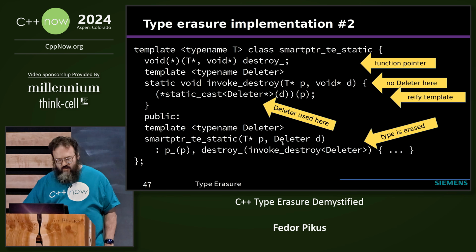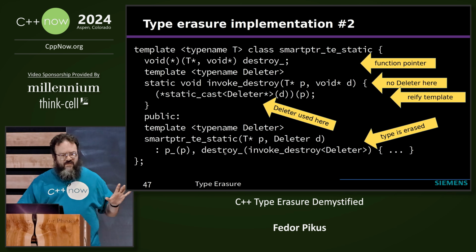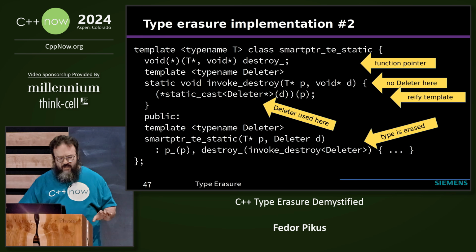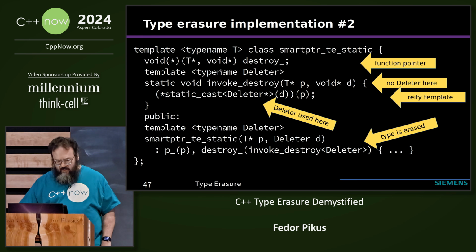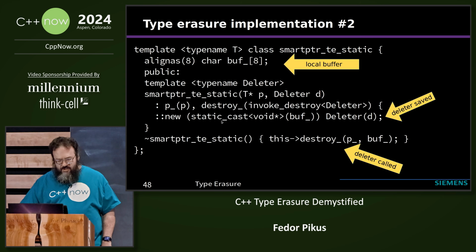In the constructor, which is templatized on the deleter, this is the last place where I know what this is. I'm going, of course, to save the data pointer, and I'm going to instantiate the invoke destroy template on the deleter type and assign it to the function pointer. Again, the constructor is always the thing that ties this together, that actually generates the code which hides the actual erased type in the code and hooks it up to the type agnostic interface inside my class. Okay, I got that constructor.